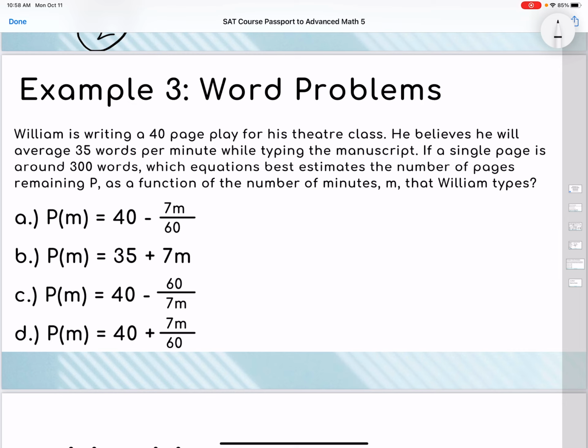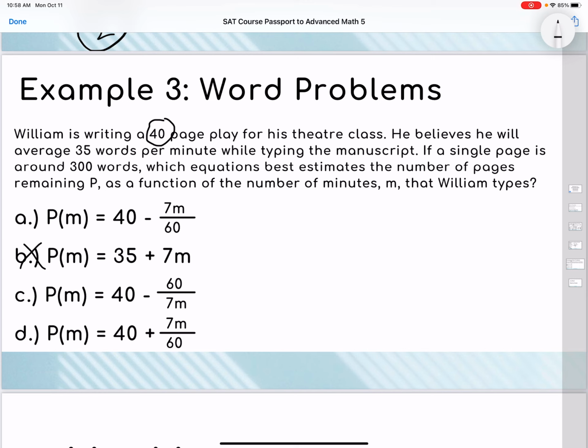So the first thing that we have to look at, if we're looking for the number of pages remaining, the first thing I would do to eliminate answer choices I know automatically are wrong is look at what it asks. Where did we start as far as pages? So what's the maximum number of pages that we can even have to start? Well, the answer is 40, right? Because it's a 40-page play that he's writing. So we know that we're going to start with 40, all right? Which means right off the bat, we can eliminate B because we don't need to start with 35.